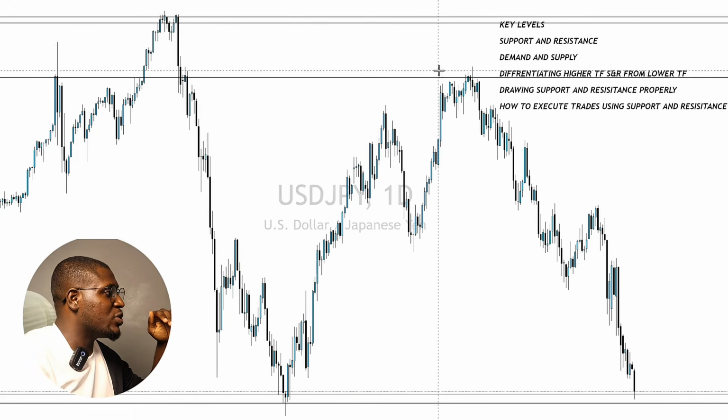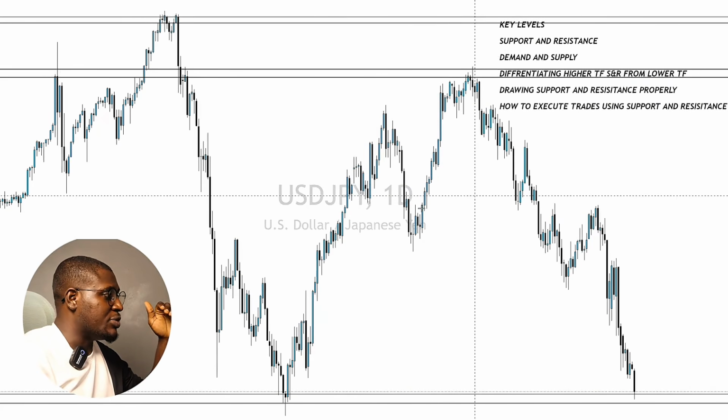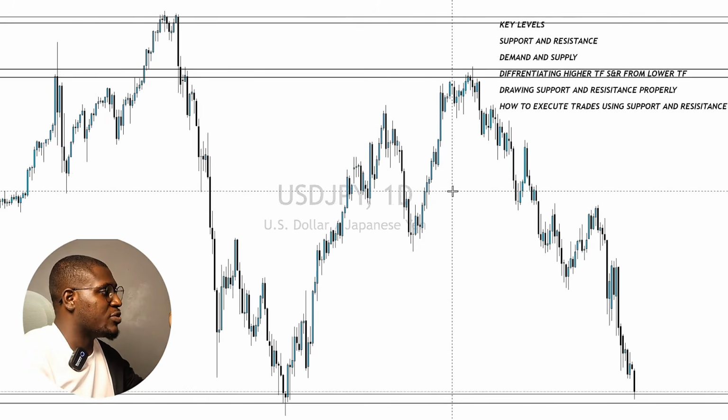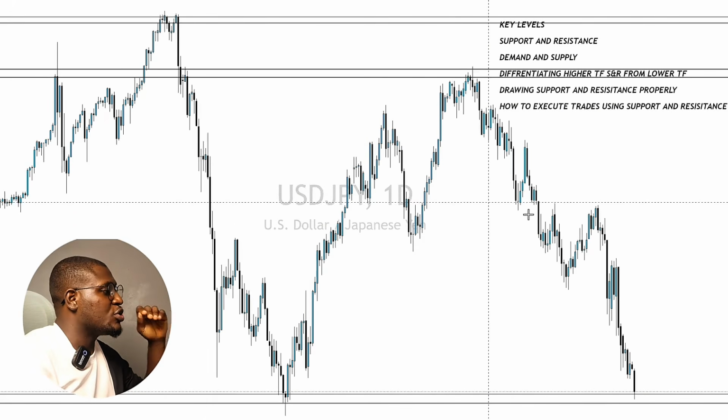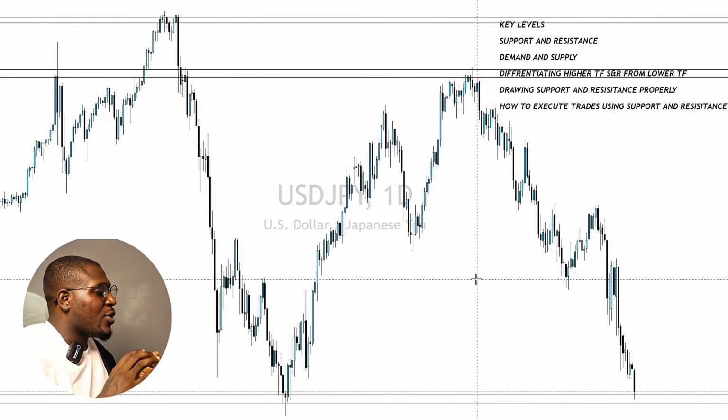Now, the reason why I'm using two lines is I still want to get the feel of drawing zones, but not necessarily using the rectangle tool. But of course, you can use the rectangle tool. That works well. But you just don't want it to be everywhere on your charts. Okay. Now, understanding the lower time frame support and resistance is in this nature.